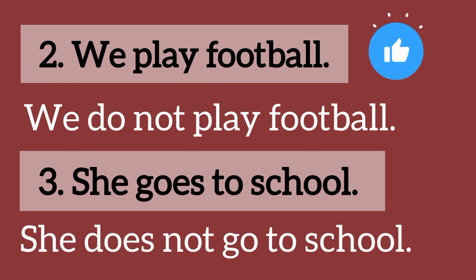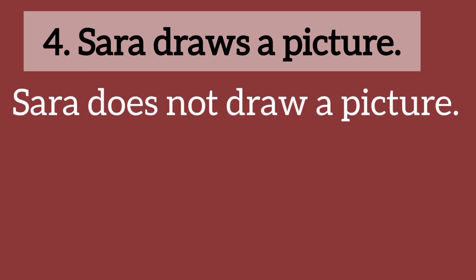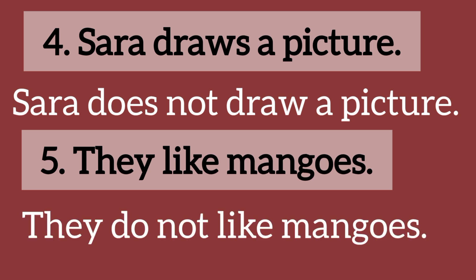When we use do, does, did, we have the main verb in the first form, so we use here go. It means that she does not go to school. Number 4, Sarah draws a picture. In this, Sarah is a singular noun, so we use here does. Sarah does not draw a picture. Number 5, they like mangoes. They do not like mangoes, because they is plural, so we use do with they.